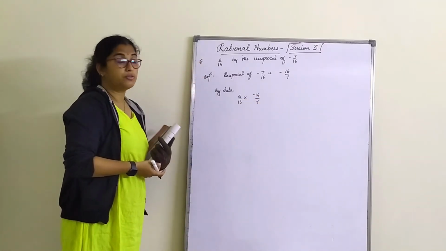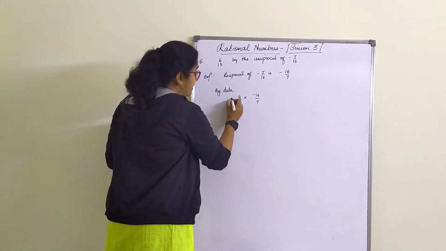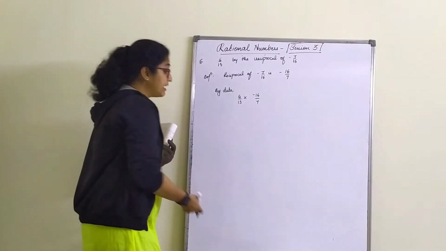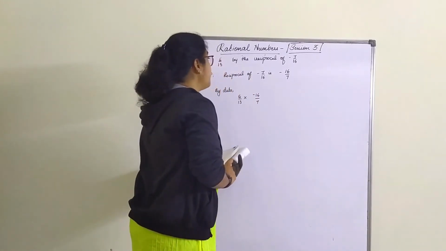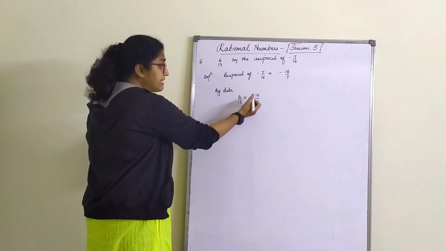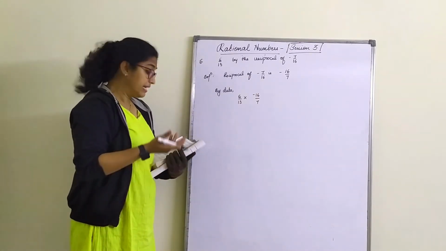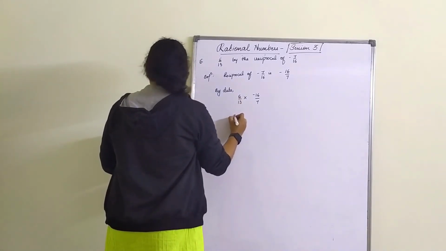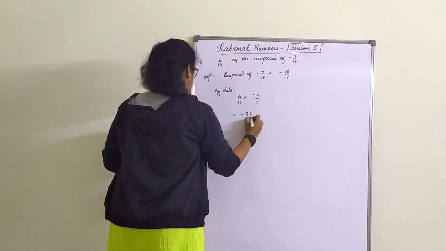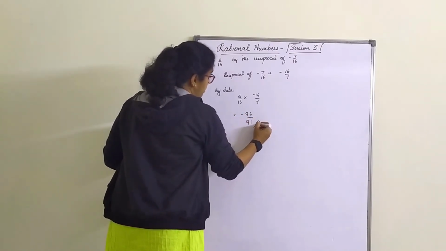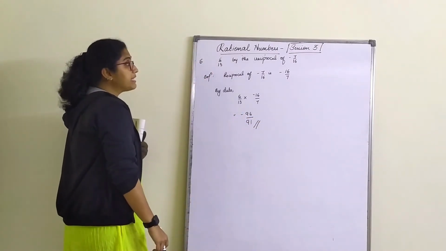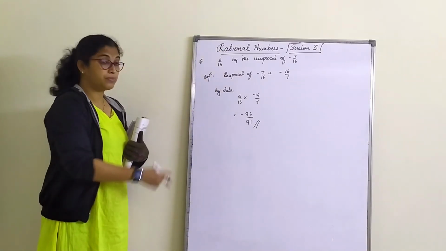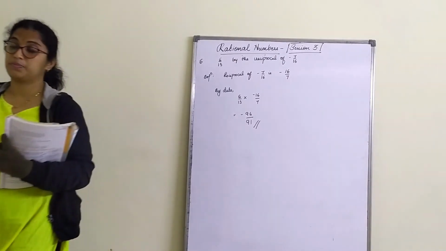Now, what do you have to do here? You have to just multiply and write the answer. That is what is asked: multiply the given thing by the reciprocal of the given number. Try to cancel it, and if you are not able to cancel, just write the answer, which is nothing but minus 96 by 91. So that is the answer when you multiply 6 by 13 by the reciprocal of minus 7 by 16. Make a note, we'll start with the next one.